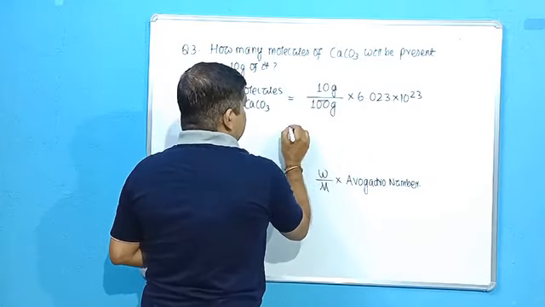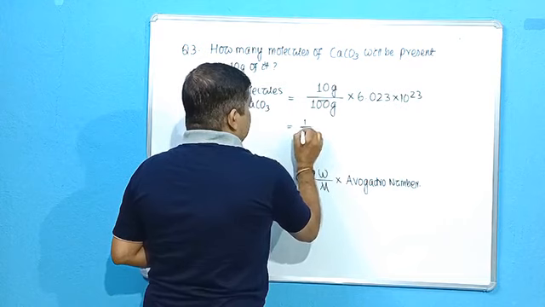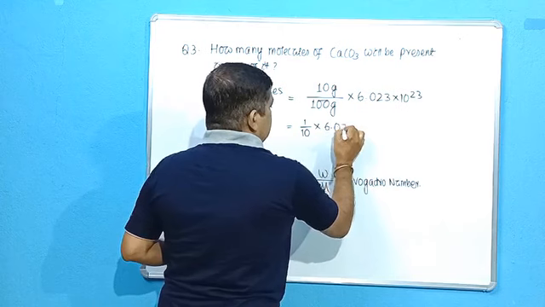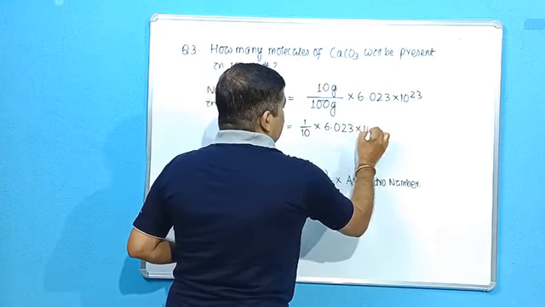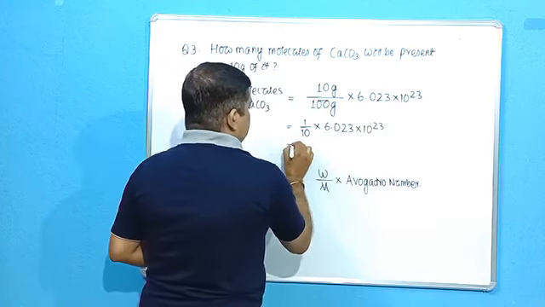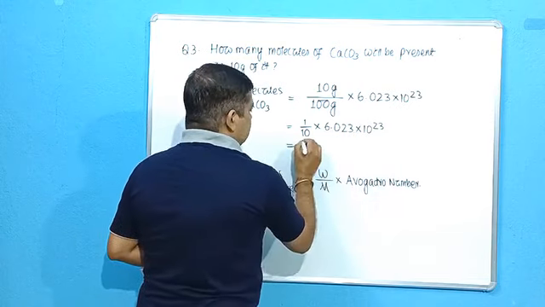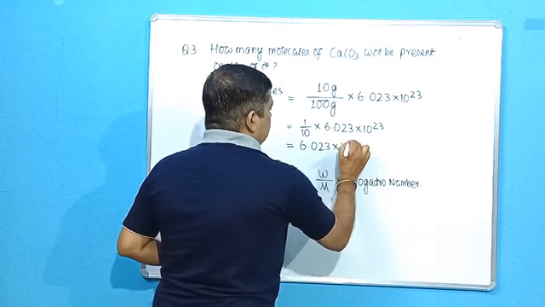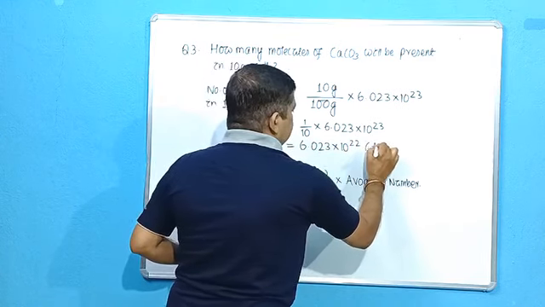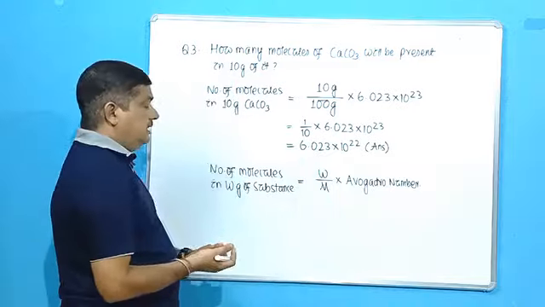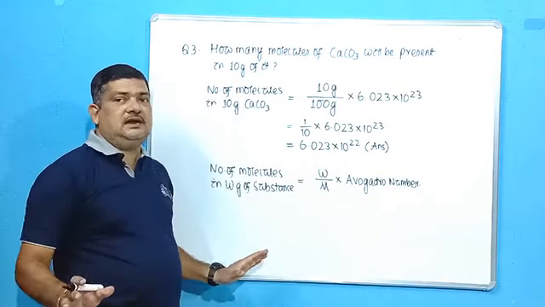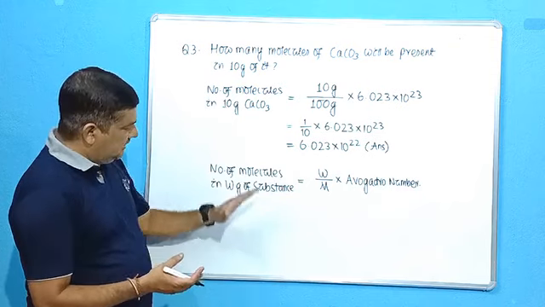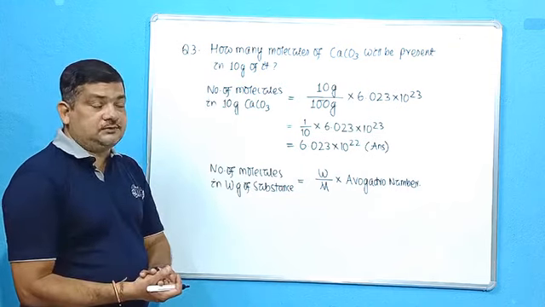10 by 100, that means it will be 1 by 10. Gram cancels out, into 6.023 into 10 to the power 23 molecules. That becomes 6.023 into 10 to the power 22. This is the answer. So in each case you can devise your own formula. This is how you can devise your formula. Based on this formula I am giving you some more assignments today.